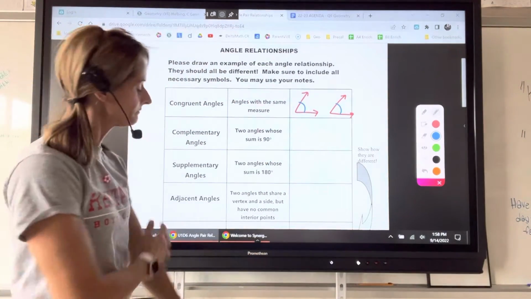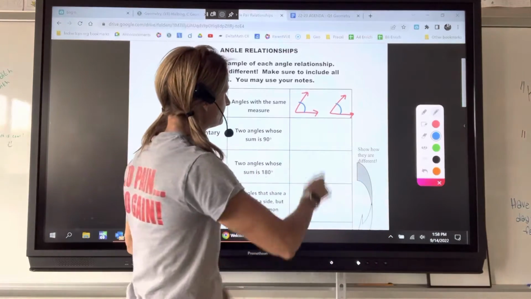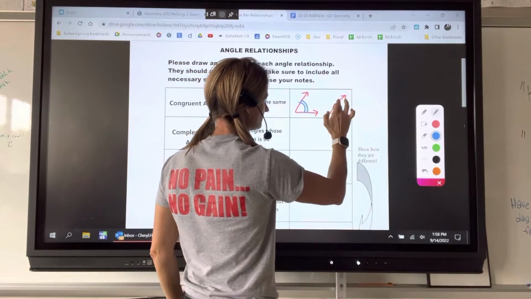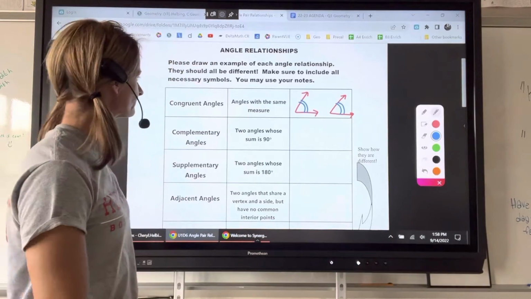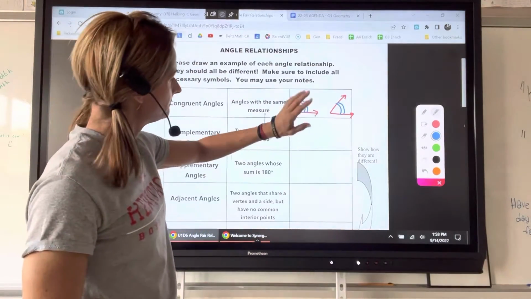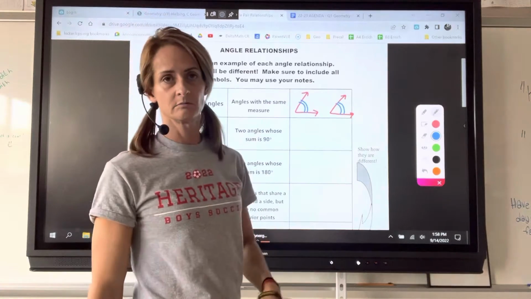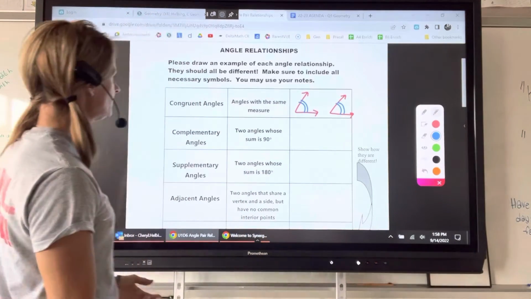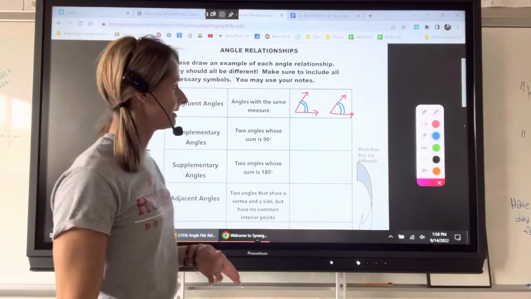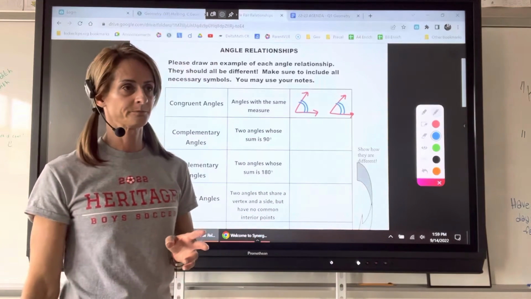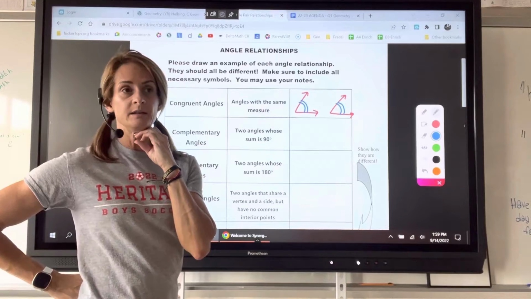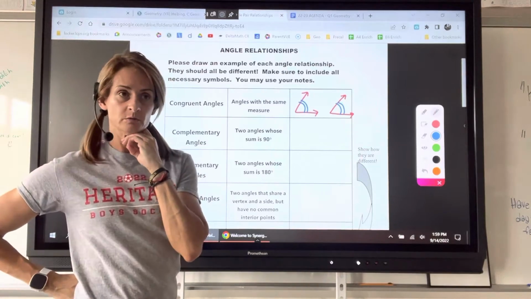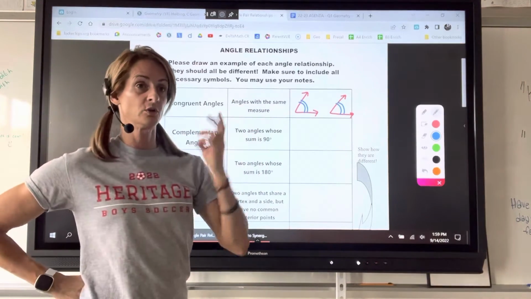Sometimes you'll see one mark, sometimes you'll see two marks, and then if you have another one, you might see three marks, okay? You might have put that they're each 40 degrees, and that's fine too. Any questions about what congruent angles look like? So shapes are congruent and numbers are equal. So these angles are congruent.